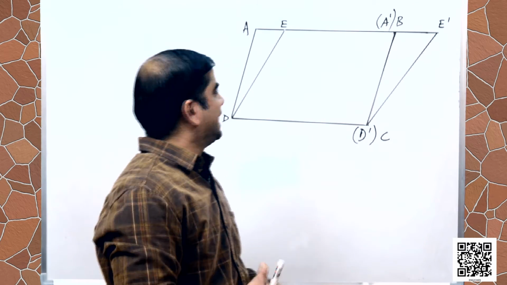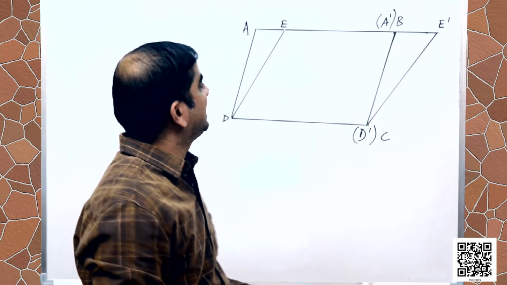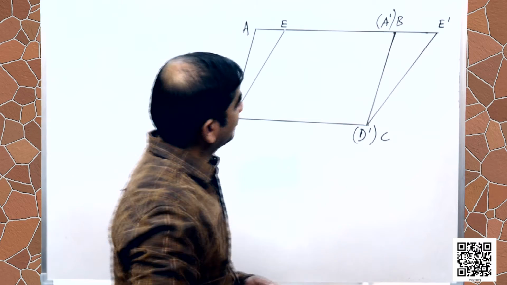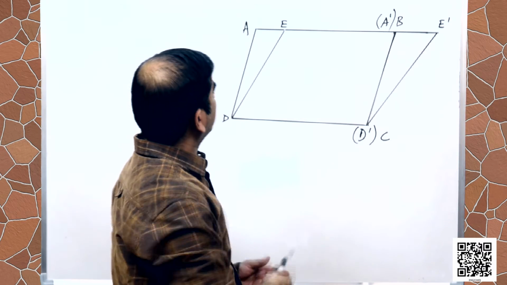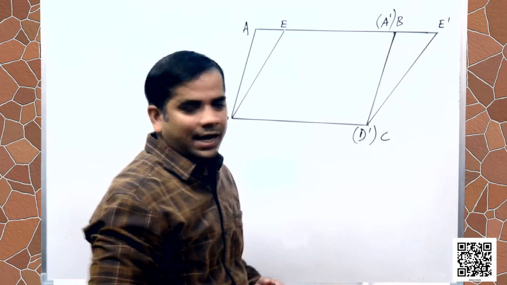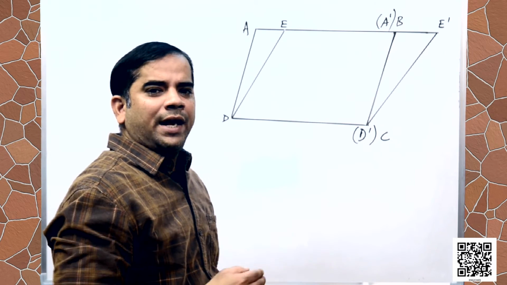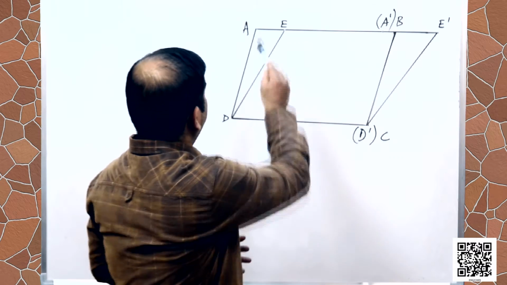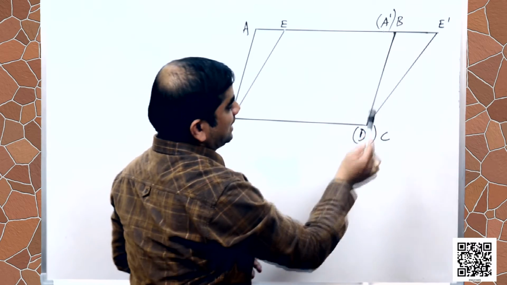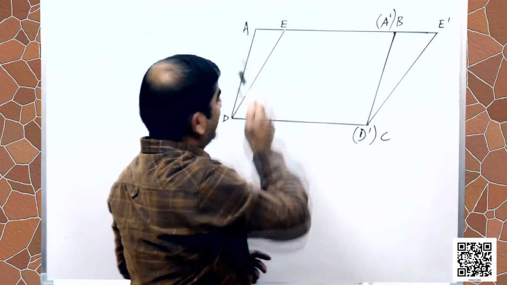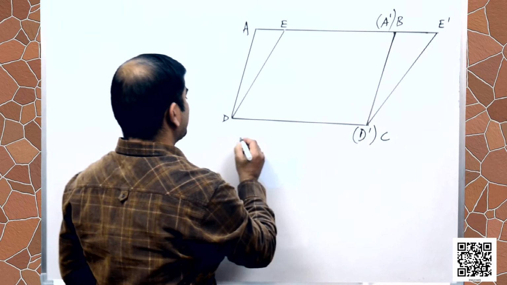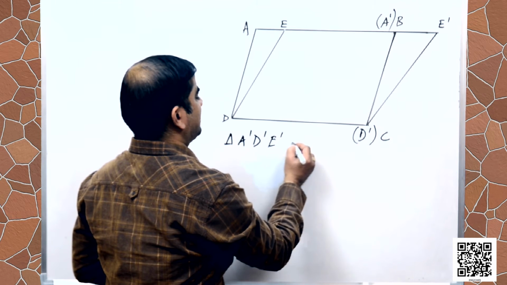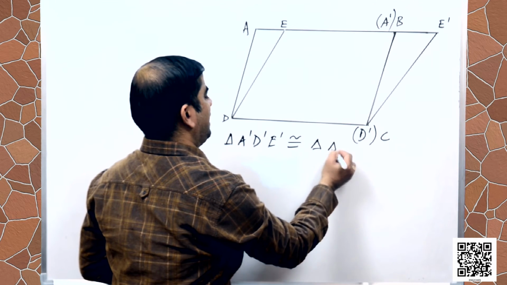Fine. So the activity says cut a triangle A dash, D dash, E dash. Initially we have drawn the parallelogram ABCD. Now we have cut the triangle A dash, D dash, E dash congruent to triangle ADE. That means triangle A dash, D dash, E dash is congruent to triangle ADE.